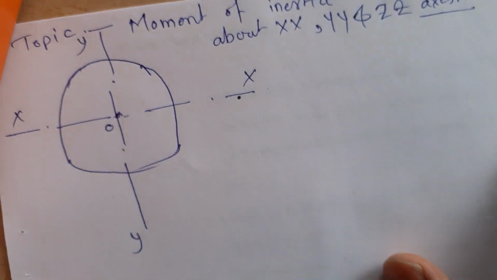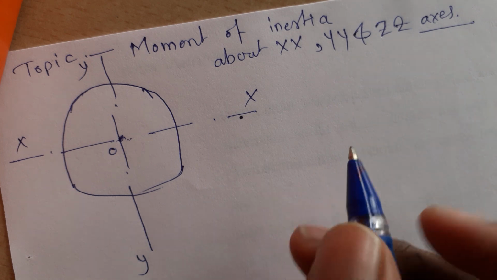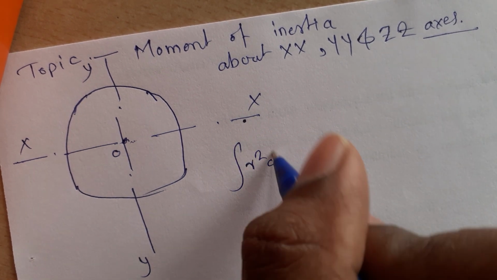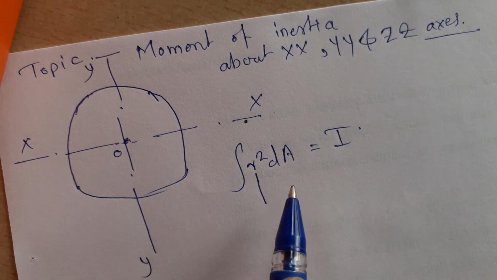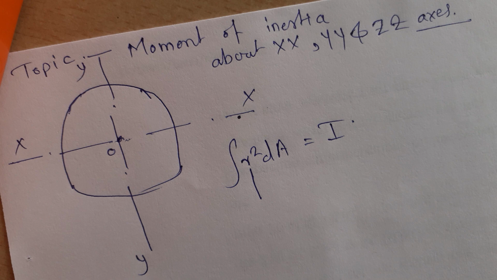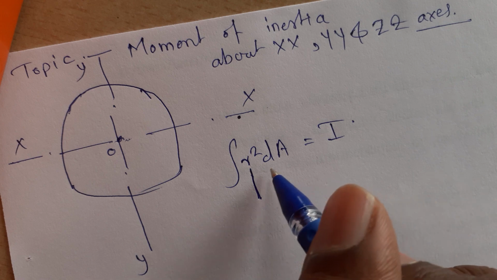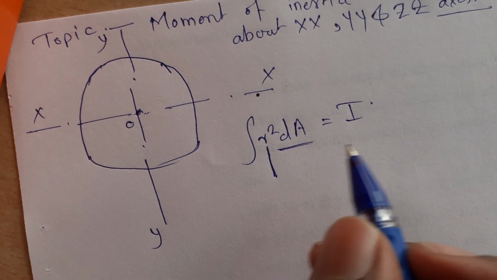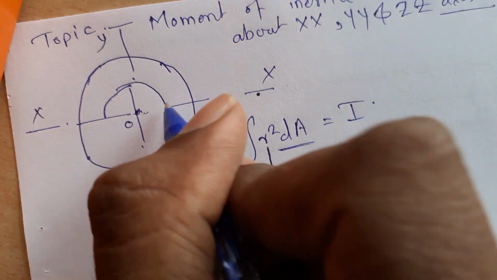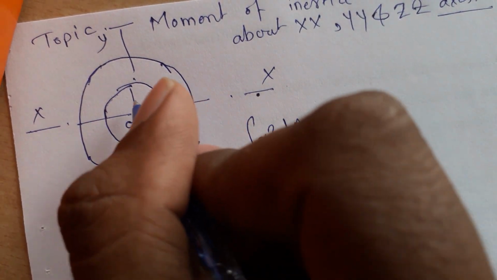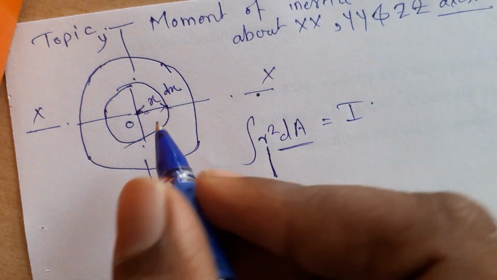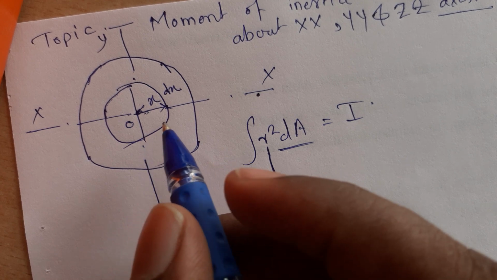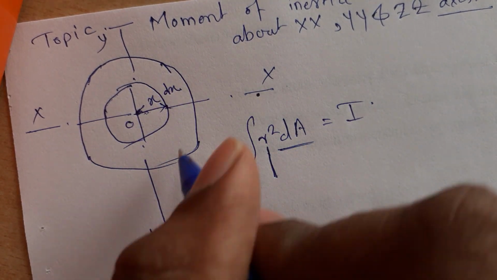We know the general equation for moment of inertia is I = ∫ r² dA, where r denotes the perpendicular distance from the axis. So it is the mass distribution at a perpendicular distance from the axis, and its area. Considering first a small strip of infinitesimal thickness dx at a distance x from the center.